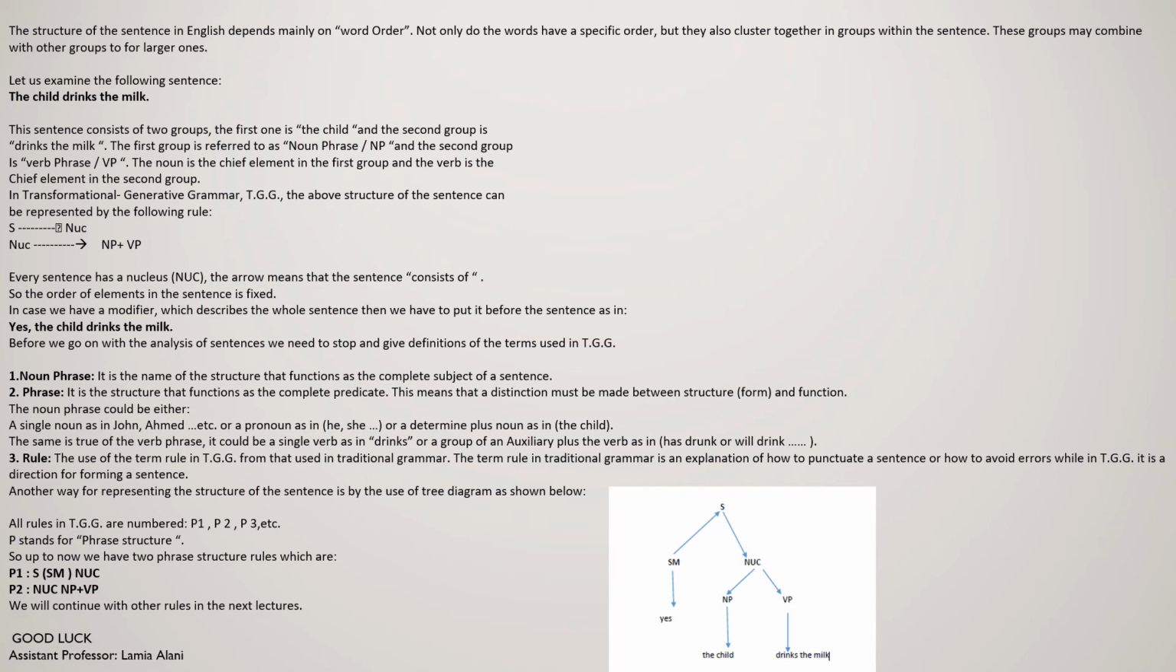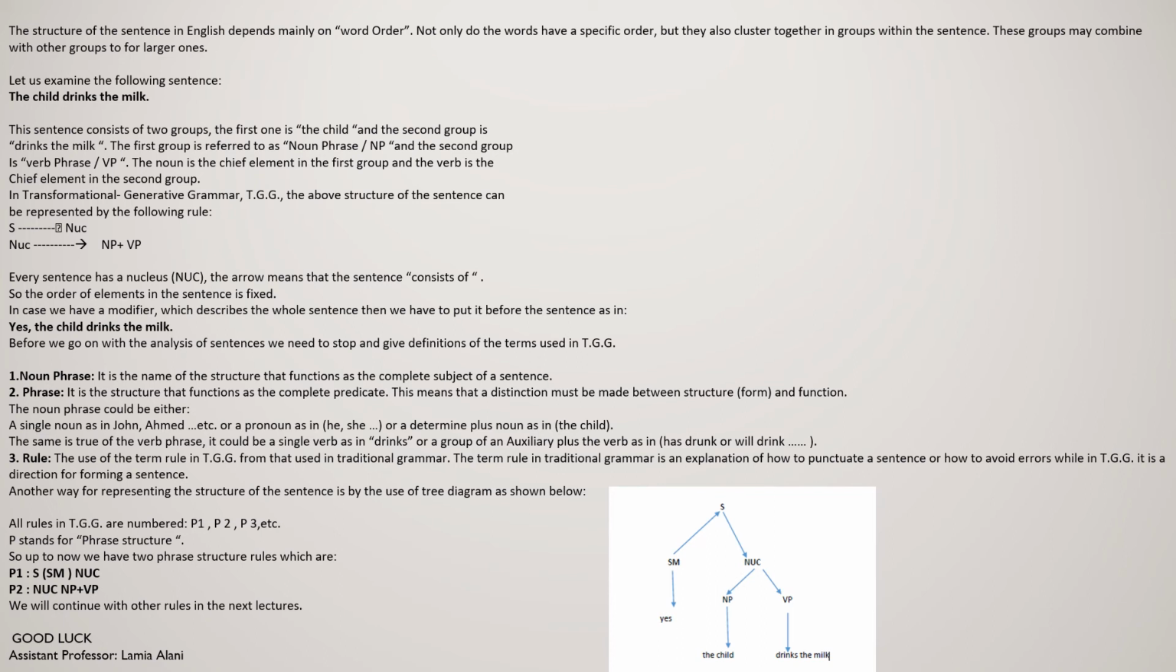The third term, which you also need a definition for, is the word rule. The use of the term rule in transformational grammar is different from that in traditional grammar. Why? Because the term rule in traditional grammar means an explanation of how to punctuate a sentence or how to avoid errors. While in TGG, the rule is a direction for forming a sentence. It shows you how to form a sentence.